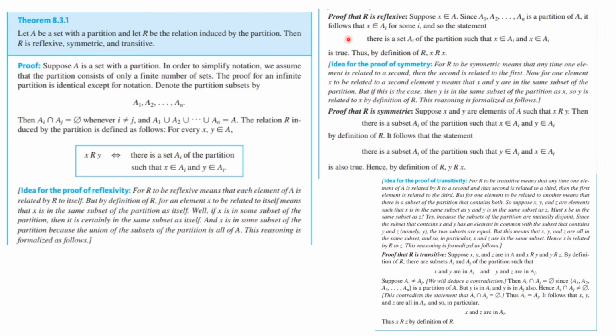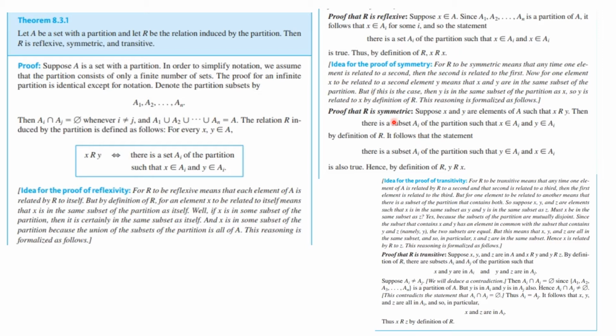Let's look then at the proof that R is reflexive. So suppose X is in A, and so that means that for some A_i, X is in A_i. So there is a set A_i of the partition such that X is an element of A_i implies X is an element of A_i is true. That means that, by definition, X is related to X, and that means it's reflexive.